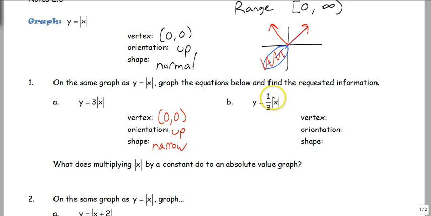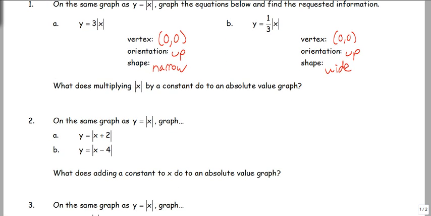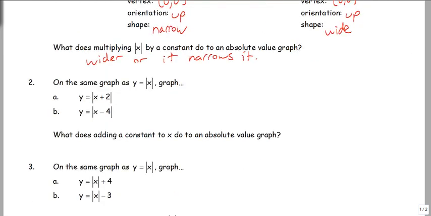Well, this is going to be the same thing. I'm not going to show the graph on this. You guys can investigate that on your own if you want to look at the graph. Pause, get out your calculator, type it in, and see what happens. But you should see that the vertex is still at 0, 0. The orientation is still up, and the shape now is wide because the y values for every x are being multiplied by 1/3. What does multiplying x by a constant do to an absolute value graph? It either makes it wider or it narrows it. And again, you can think of stretching or compressing in the y axis for that.